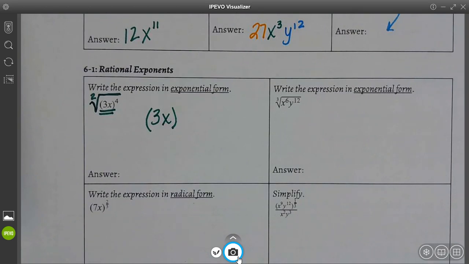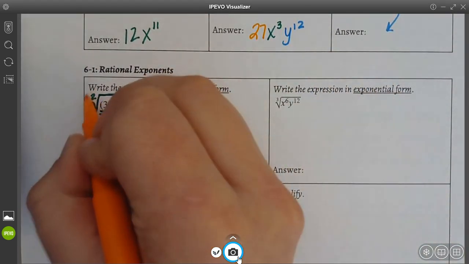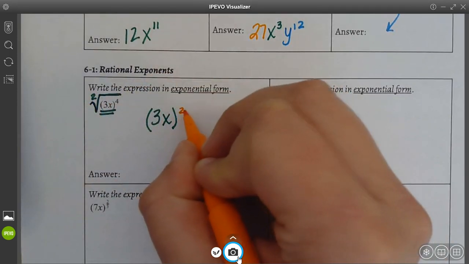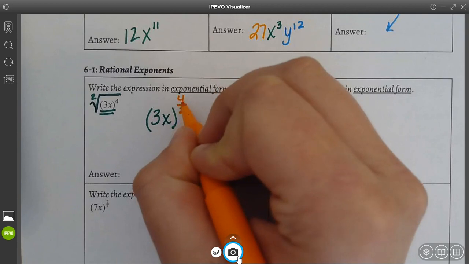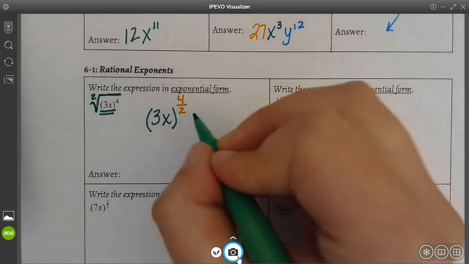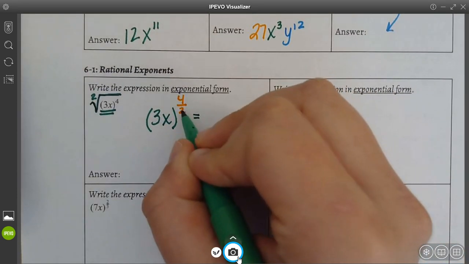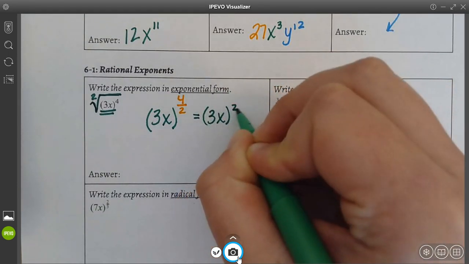And to write this in exponential form, we're going to take this number 2, we call that the index, and it goes on the bottom, and then this exponent goes on the top. This is the same thing as 3x to the 4 over 2 power. Now, in math, whenever we can simplify, we want to. 4 divided by 2 is 2, which means that this is 3x squared.